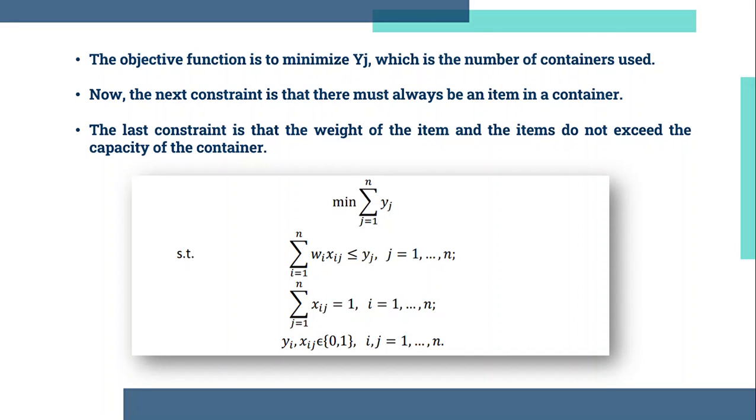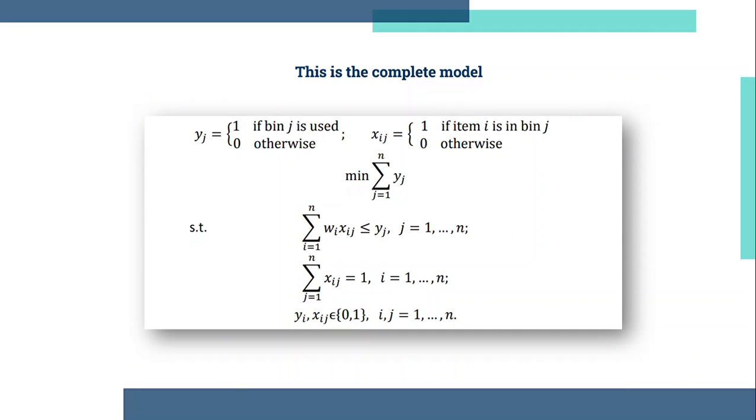And we always have to have each item in a container. This is one constraint on the minimization. And the last limitation is that the weight of the items in the container may not exceed the capacity of the bin, of the container. And this is the complete mathematical model of the bin packing problem.